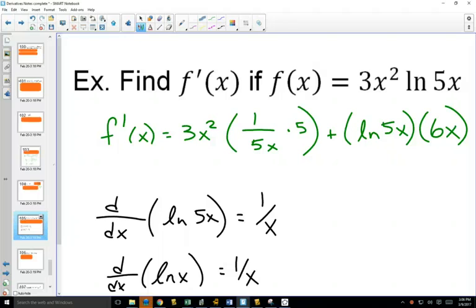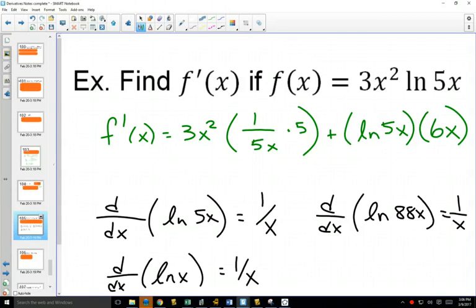Can anybody tell me why that is? Magic. Is it true if I do the derivative of the natural log of, say, 88x, is it going to be 1 over x? Yes. Why? I mean, you can explain it with the chain rule, because the chain rule will always be 1 over 88x times 88. But can you explain it without the chain rule, why that happens?